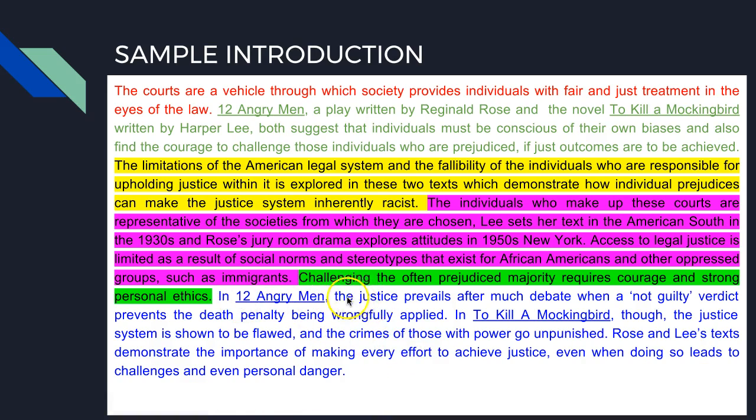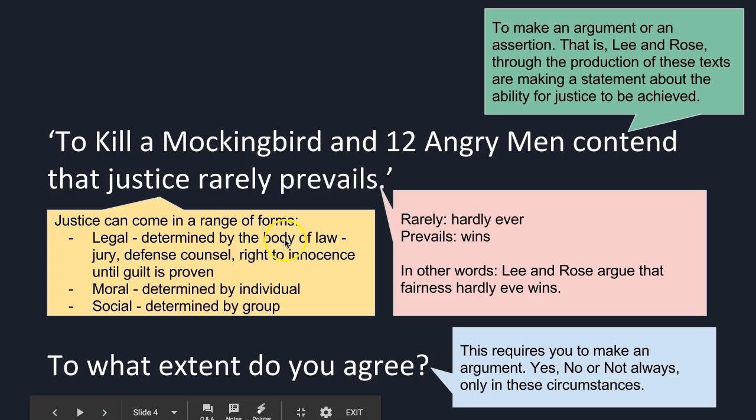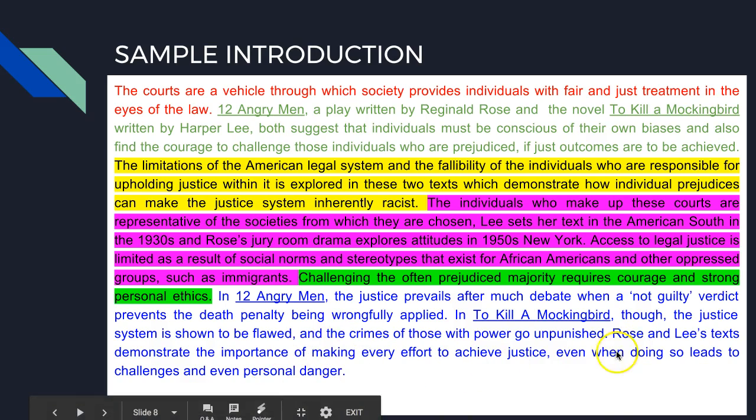In 12 Angry Men, that should just be justice prevails after much debate when a not guilty verdict prevents the death penalty being wrongfully applied. In To Kill a Mockingbird, though, the justice system is shown to be flawed and the crimes of those with power go unpunished. Rose and Lee's texts demonstrate the importance of making every effort to achieve justice, even when doing so leads to challenges and even personal danger. So I think that's the underlying message, that yes, there are times when justice doesn't prevail, but it doesn't mean we should give up. We should still try to achieve it, even if there are challenges and even if maybe we will be putting ourselves in danger.